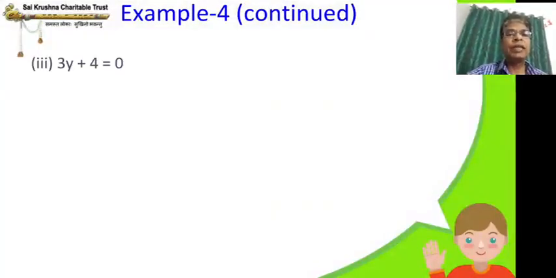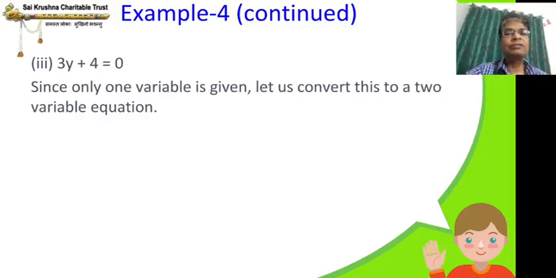The third one, 3y plus 4 equal to 0. Here one variable itself is missing. Ax is missing, correct? By is there, c is there. So think what to do now. Okay, consider y equal to 0. Is it possible or not? Okay. So we have to first convert this into a two variables equation.